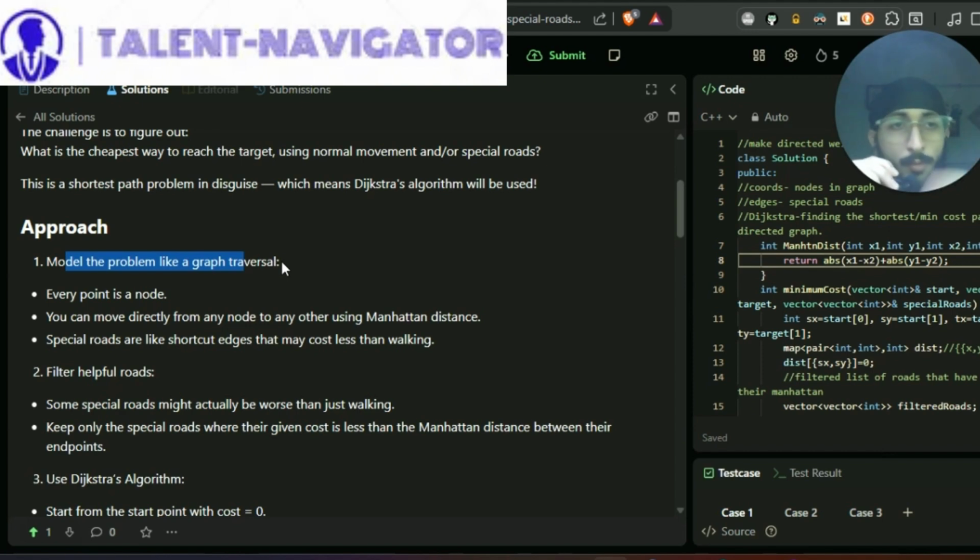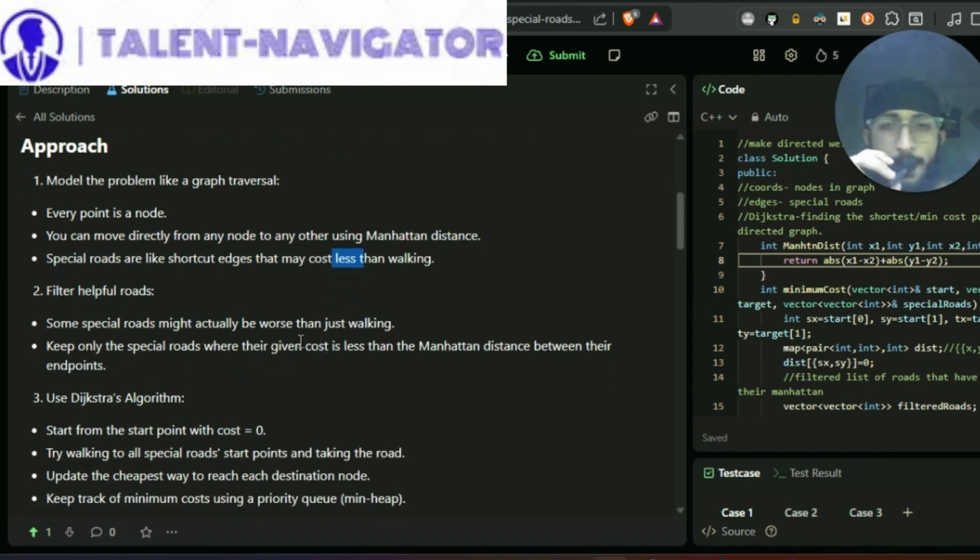That is the cost of traveling from one point to another, which will be the Manhattan distance. So you can move directly from any node to any other using Manhattan distance. Special roads are like shortcut edges which may cost less than walking. Now, second, we have to filter out the helpful roads. Some special roads might actually be worse than just walking.